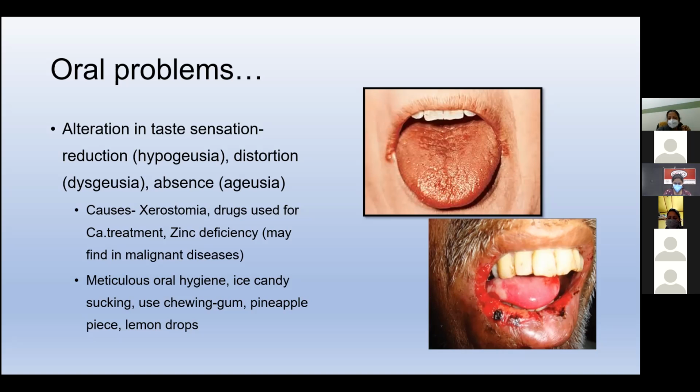And for less secretion, many times what we can tell the patient is to have some ice candy. Sucking will also help them. Any flavor they like, just make whatever juice is available at home into ice cubes, and they can keep it in the mouth, so they will feel comfortable. Maybe orange or lime or whatever. So these are some of the remedies for oral problems.